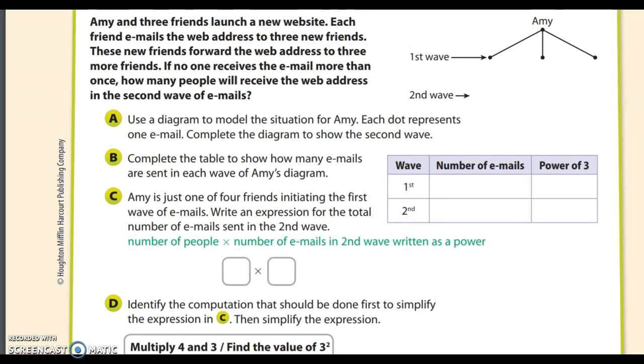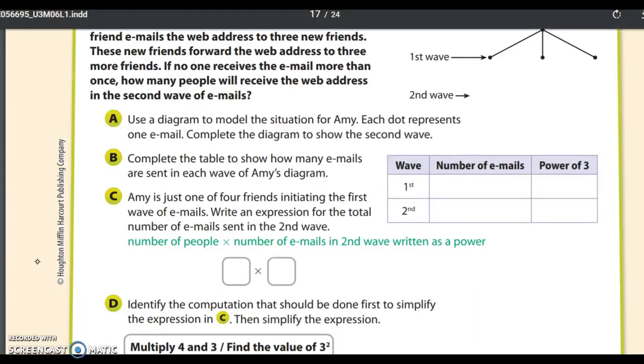Amy and 3 friends launch a new website. Each friend emails the web address to 3 new friends. These new friends forward the web address to 3 more friends. If no one receives the email more than once, how many people will receive the web address in the second wave of emails? So the first wave, they show a picture of it, is that Amy emails 3 people.